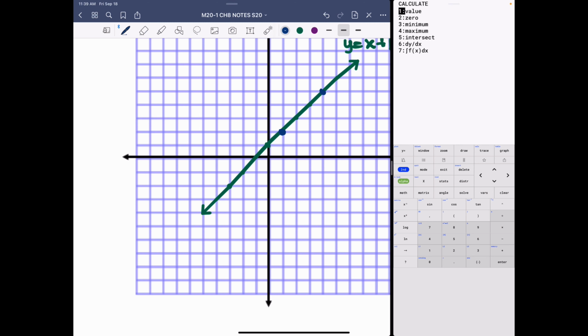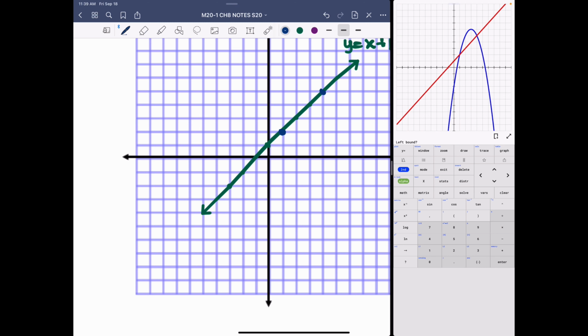Second trace, it's opening down, so it has a maximum point, like a mountain or a hill. Number 4, I have to go left bound, right bound, right? So I'm looking at the blue line, the quadratic. I'm going to put my little dot somewhere left of the maximum point, maximum value. So it's left of that. I hit enter. Now it tells me to go right, so I move my little dot until it's somewhere that is definitely right of that maximum point.